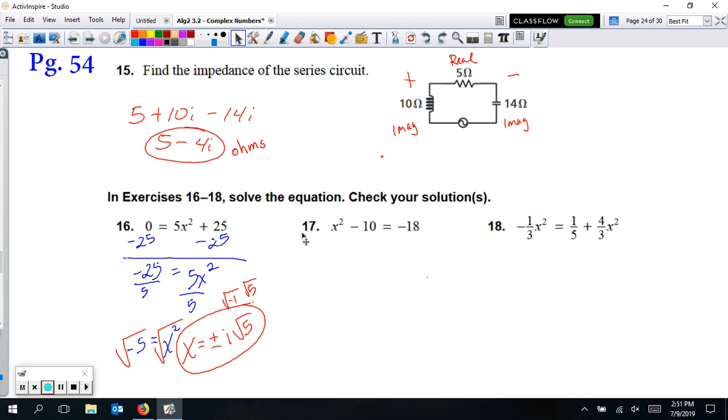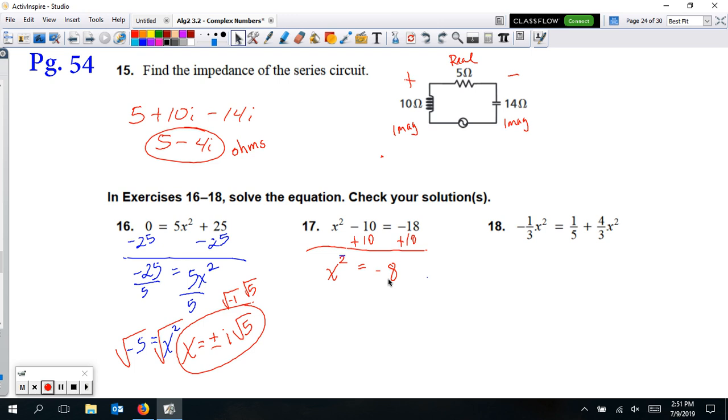All right, for number 17, it's not equal to 0, so we might want to do that first. We could have added 18 to set it equal to 0. What I do notice, though, is that there is no bx. There is no other x term in here, so I don't need to set it equal to 0. I can just go ahead and solve for x squared, which is what I just did. So I'm showing you add 10, bring the 10 over to this side, and now we just have x squared by itself, and it equals negative 8.